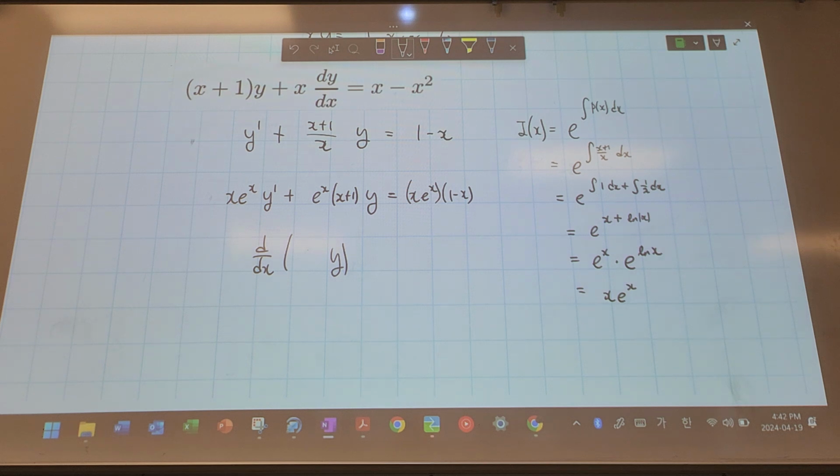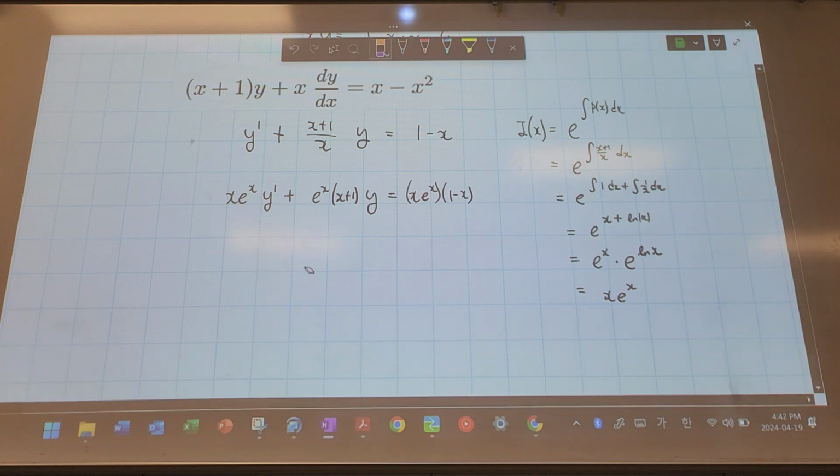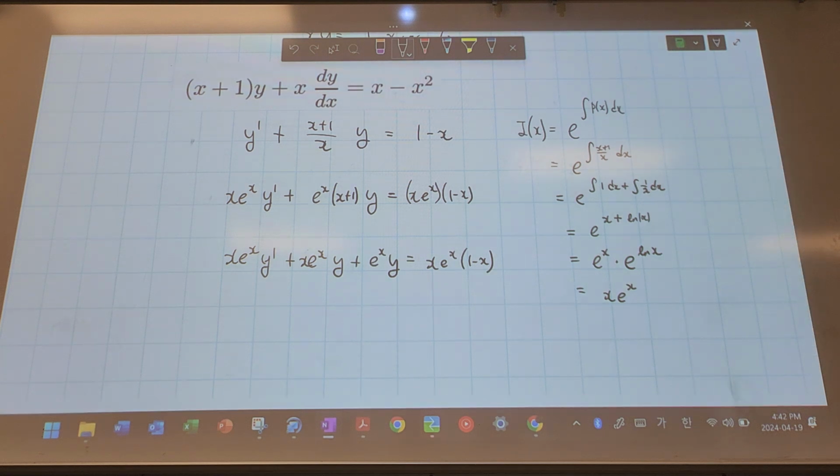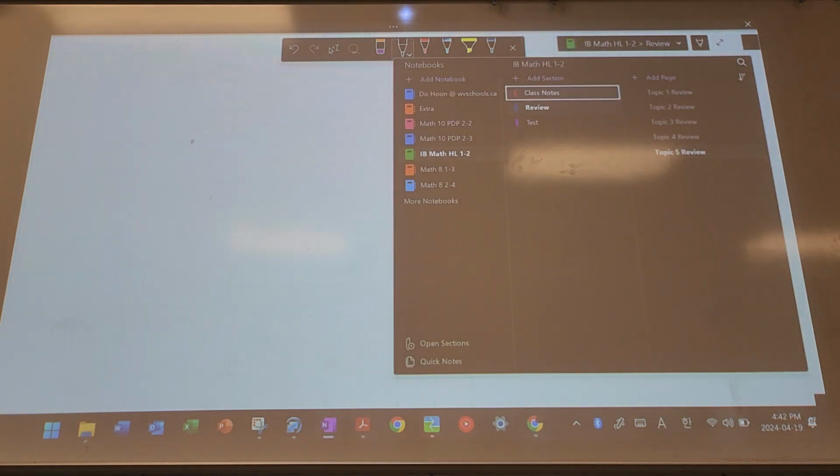Shouldn't it be just x e to the power of x if it's just as straightforward? Should I try to simplify a bit more here? I'm tempted to do something like this. Can I do something like that? You think? Probably not. You know what? I want to go home, so I'll just show you an example that it works.